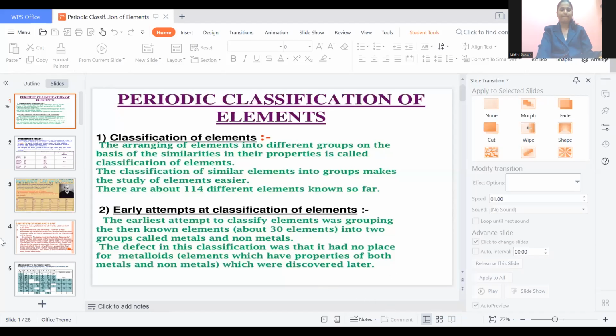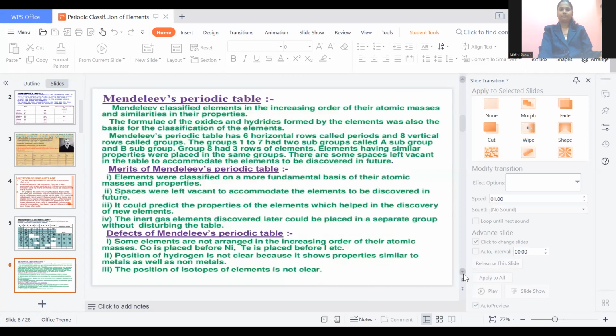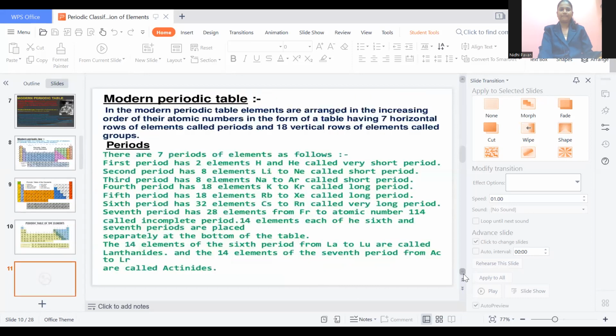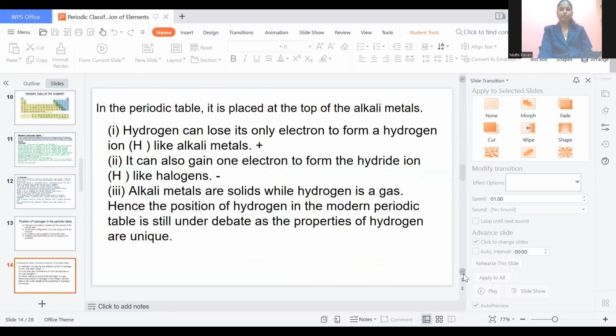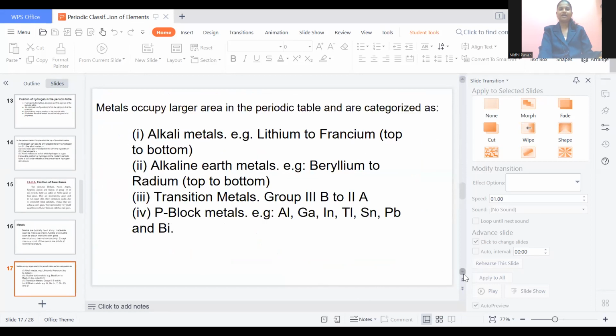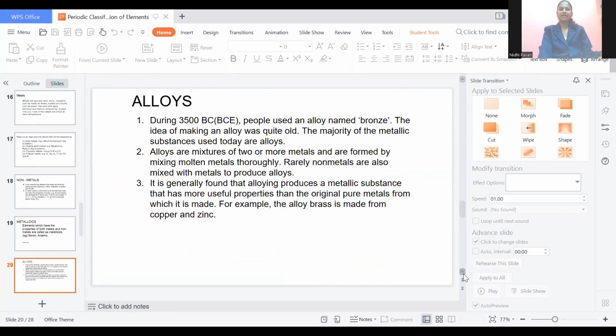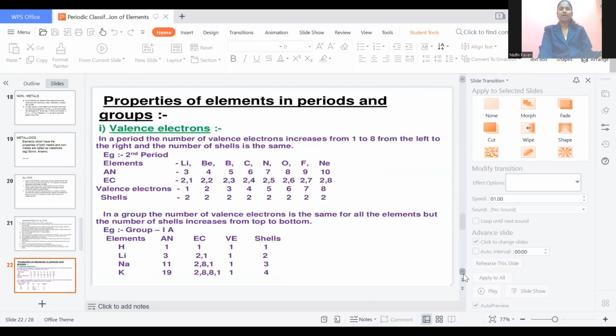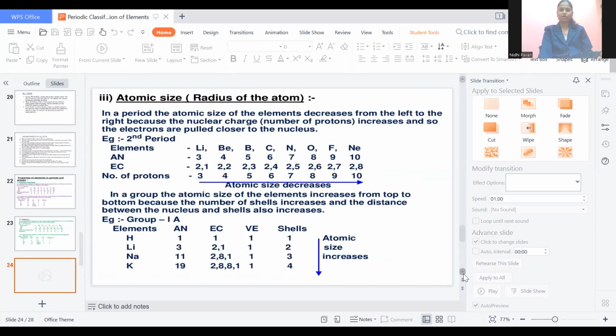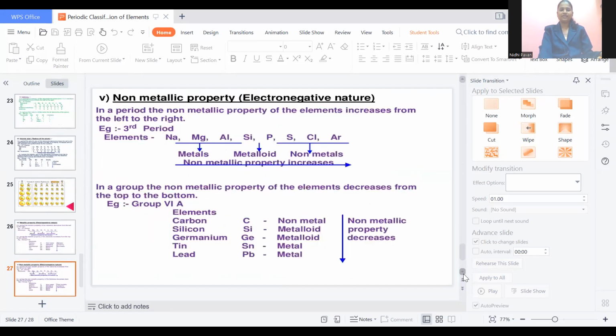In the next session, we are going to discuss the position of hydrogen, position of rare gases, metals, non-metals, metalloids, alloys, advantages, and the periods and group properties of it, and all we are going to study.